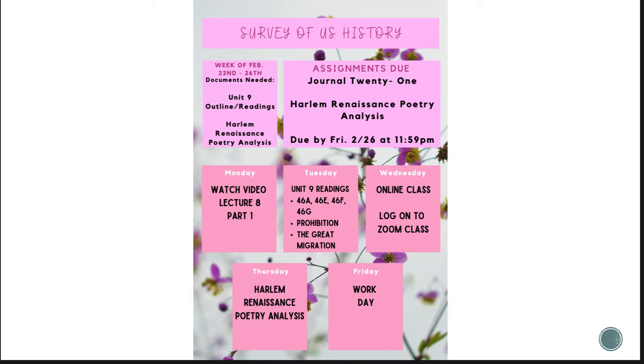On Thursday, you should work on the Harlem Renaissance poetry analysis. Pay close attention to the directions there. You are reading all of the poems that are in the document, but you're only analyzing four of your choosing. Make sure you're writing in complete sentences. Make sure you're noting which poems you're analyzing, and just really following the directions to get full credit on that assignment. And then Friday, you have a work day, so you can finish up whatever you need to finish up.